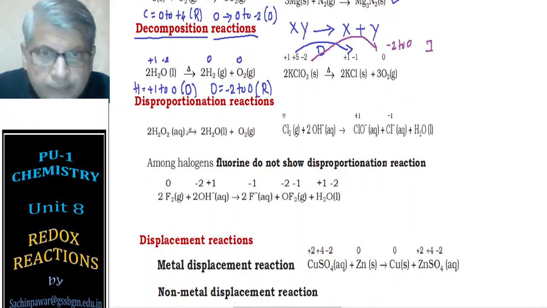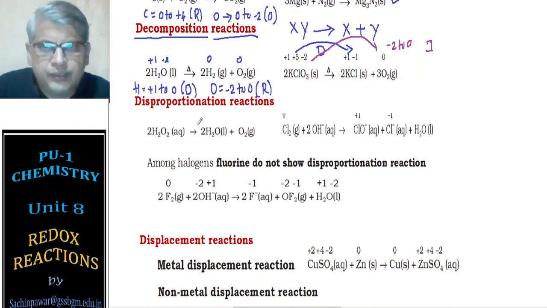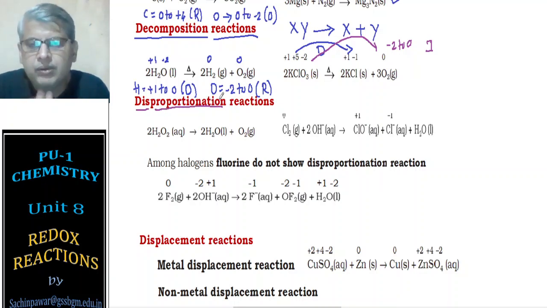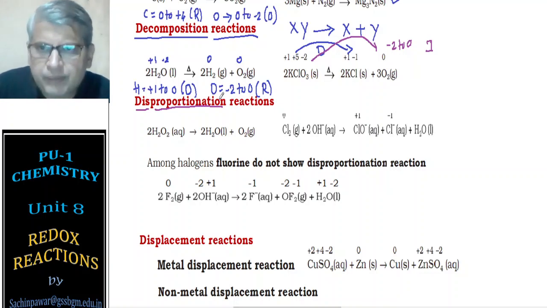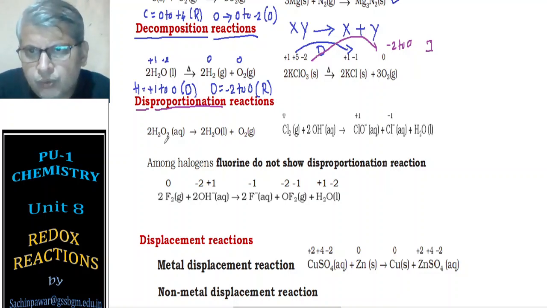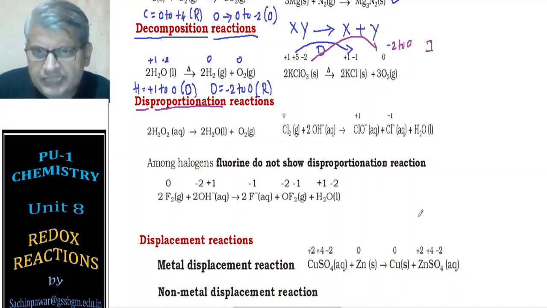Now what is a disproportionation reaction? I have already explained it to you, so let us see one example. Disproportionation means the oxidation number of that element gets disproportionated. Let's see one example, you'll understand. H2O2 gives H2O and O2. I'll explain this.